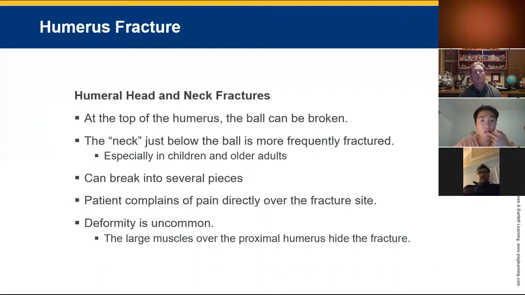Deformity, you don't really see the deformity because it's the ball, and the ball is inside the shoulder joint, right? In the socket there, so you're not going to see that. What you are going to have is a lot of pain, a lack of movement.